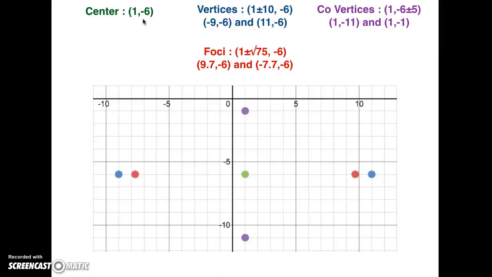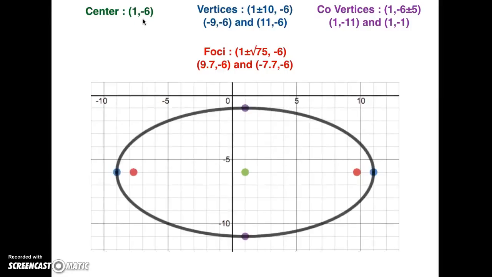Plot the points first, all of your vertices, your center, and your focal points. Connect all of the vertices and label your points.